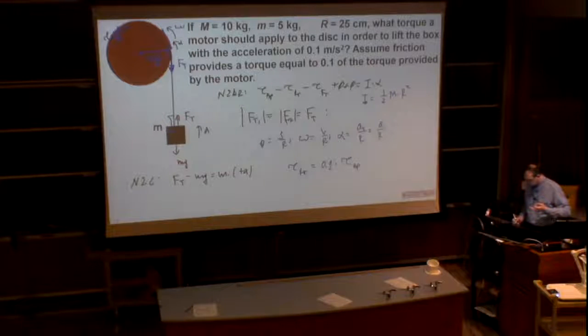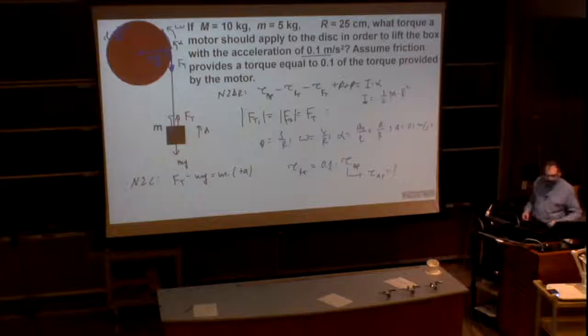What are we looking for? Now we have to ask this question. That's actually what we're looking for, the applied torque. But we know the acceleration of the weight, 0.1 meters per second squared. So this variable A is given to us. And of course the radius, the masses.